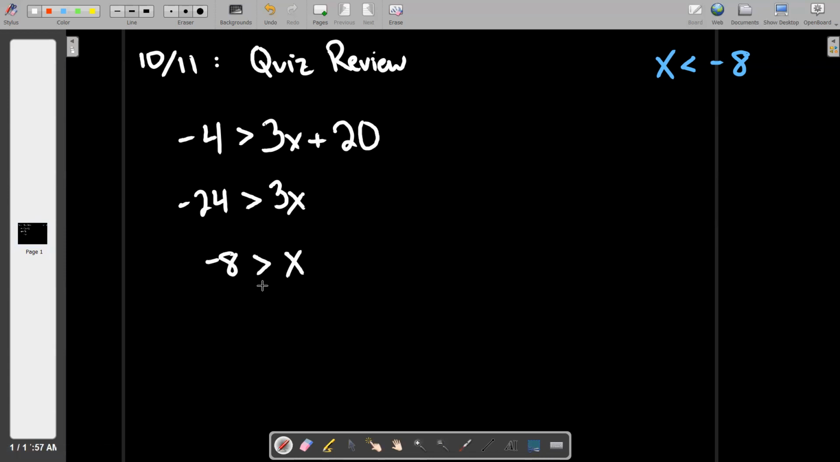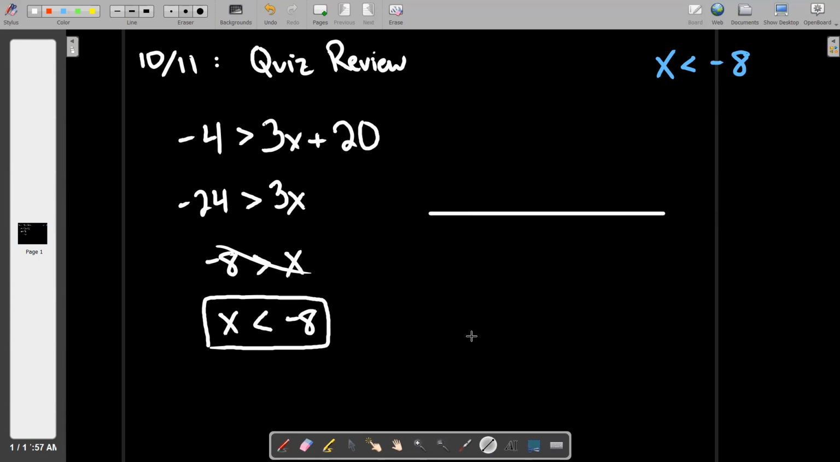Nice job, Bryce, and a bunch of others, I'm sure. Remember, we don't like this answer. It's not wrong per se, but we like it when it's flipped. So when you switch the sides, you move the x, you move the negative 8, the inequality sign has to follow suit. Right? Please express all answers like this. And then we'll have to graph, of course. That's always part of the deal when we're learning inequalities.